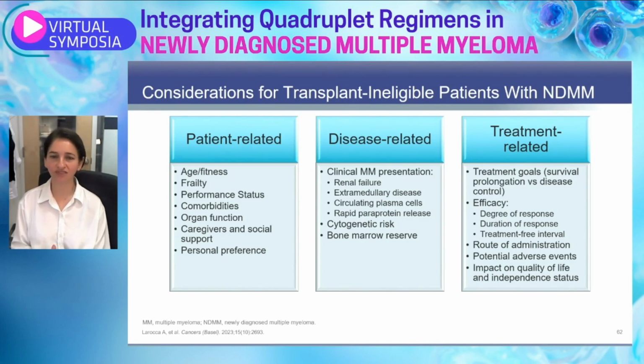Obviously, one has to consider disease-related factors. Does this patient have very aggressive disease? Do they have extramedullary disease? Do they have disease with high-risk features?